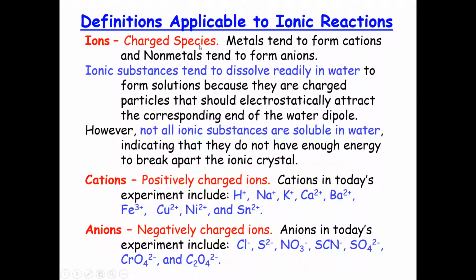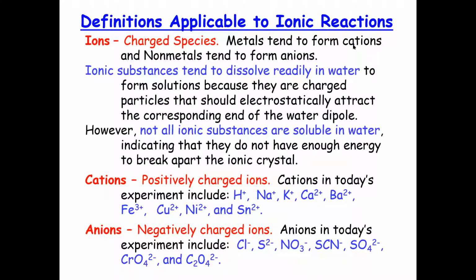So, the definitions applicable to ionic reactions. Ions are charged species. Metals tend to form cations and non-metals tend to form anions. Cations are negatively charged.